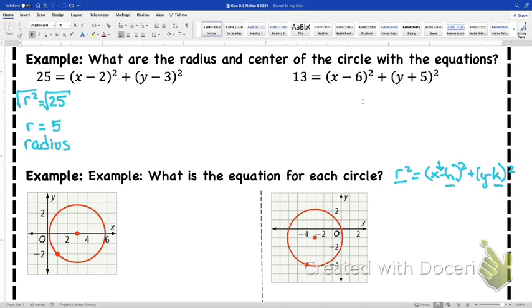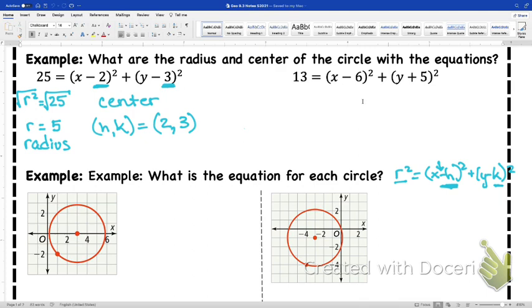Okay, so the center is h and k. So what's h? The center. Yeah, 2. And what's k? 3. Now, 2 and 3 in the equation are negative, so when we pull them out, they're going to be what? Positive. If they were negative in the equation, then we pull them out and they'd be positive; if they're positive in the equation, we pull them out and they'd be negative.